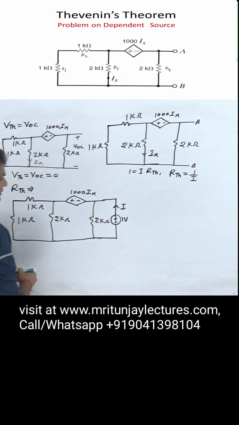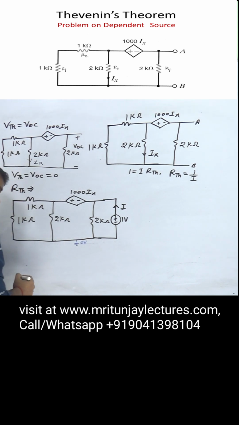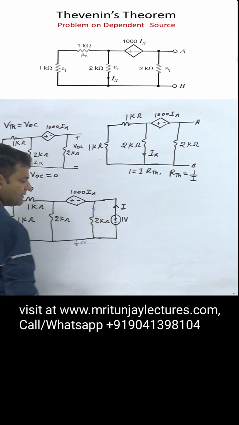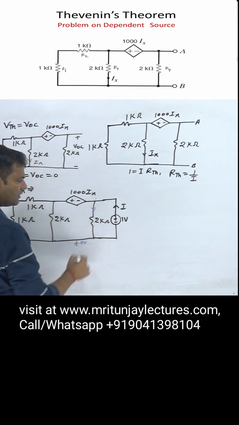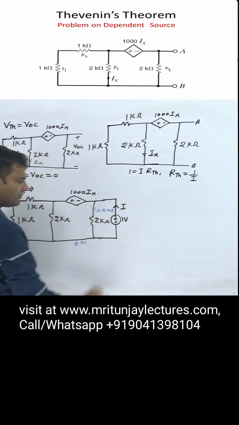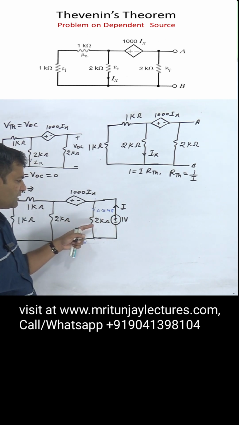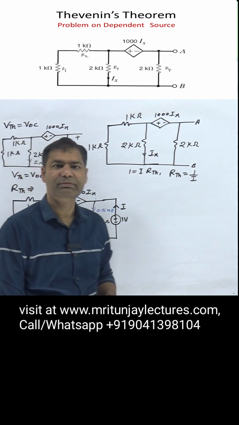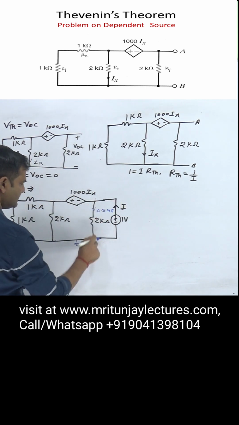So how can we determine 1 by I? Consider this one as a node. What about the current in this path? That is 1 volt, with 0 here, so you can say 0.5 milliampere. Very simple. Plus minus 1 volt across 2 kilo ohm, so voltage divided by 2 is 0.5 milliampere. Clear or not? So 0.5 milliampere current in this branch.